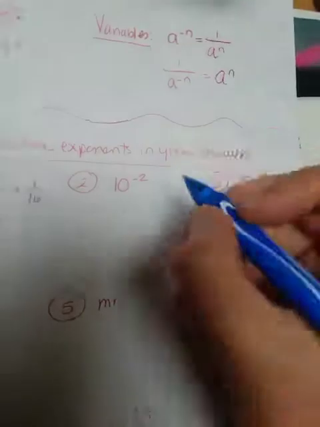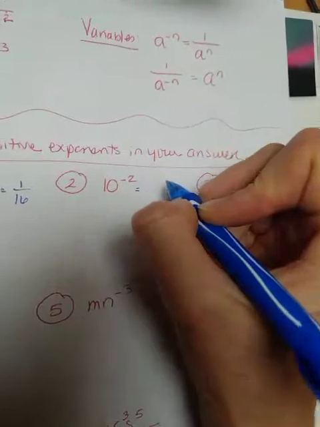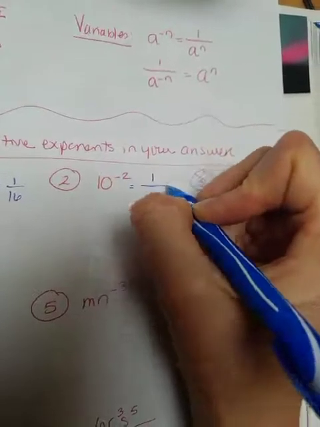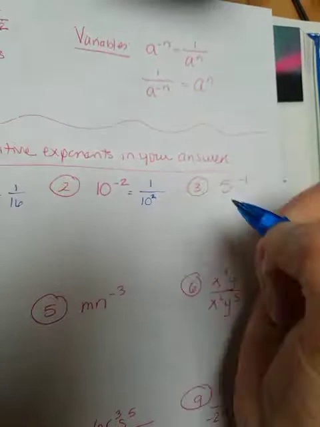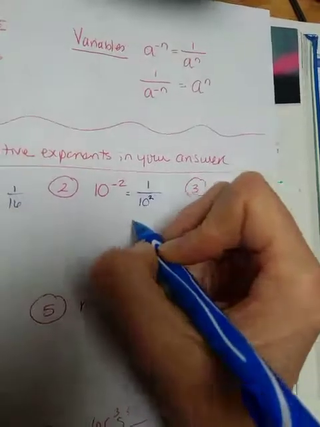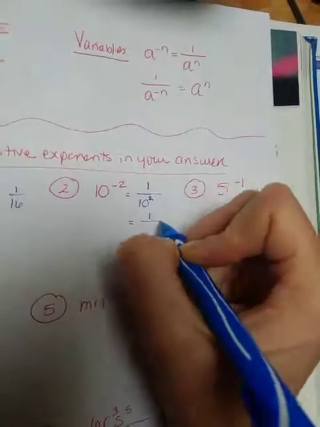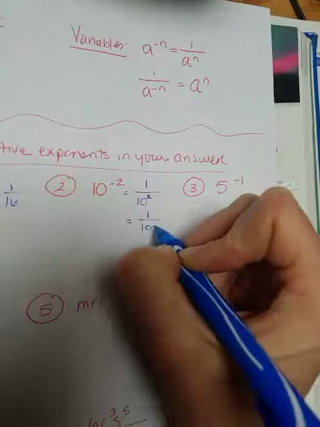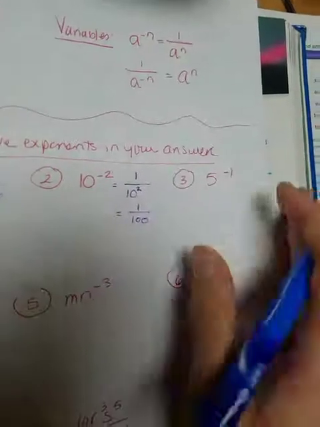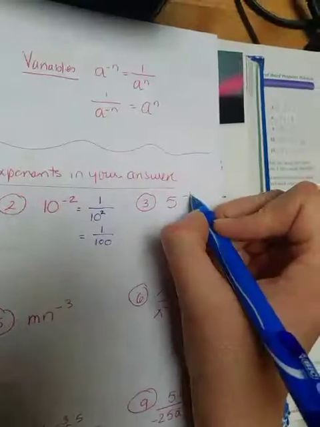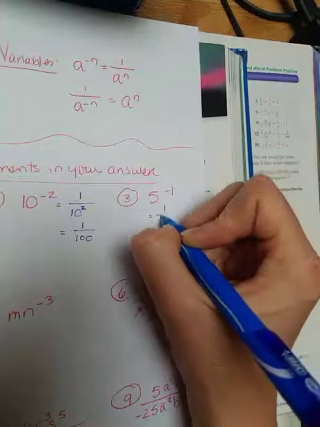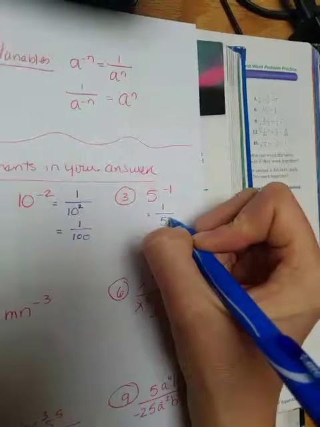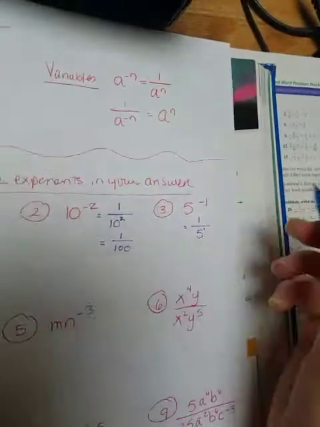Let's look at another one, number 2. 10 to the negative second. So because of that negative exponent, I have to write it as 1 over, my base is 10, and now it becomes a positive 2. Also remember, that's not 10 times 2, it's 10 times 10, which is 100. Number 3, 5 to the negative 1. Because of this negative exponent, I have to write it as 1 over 5 to the first, which is just 1/5.